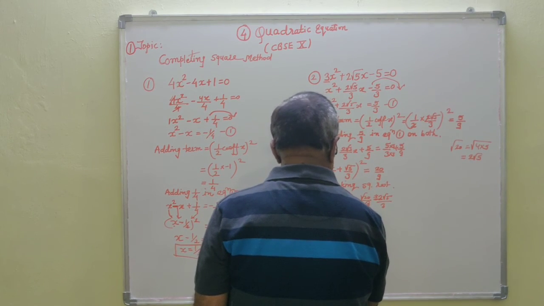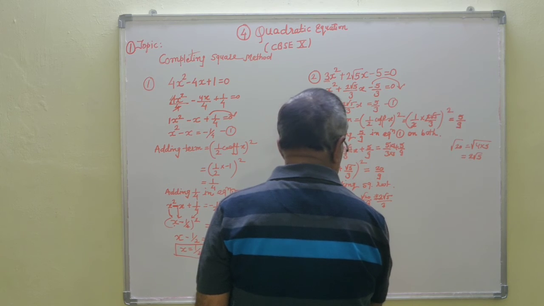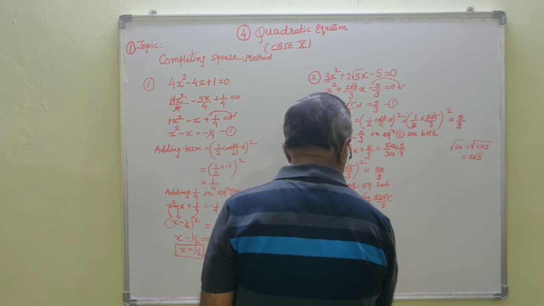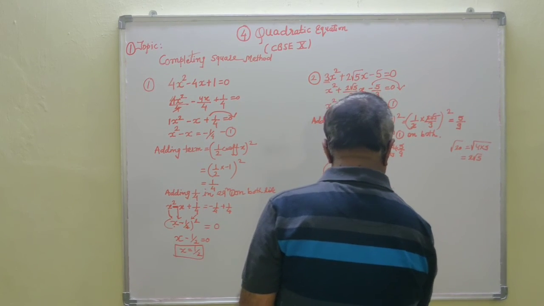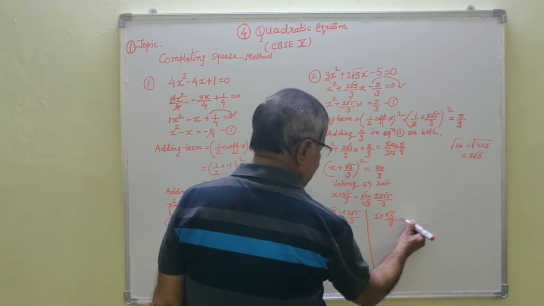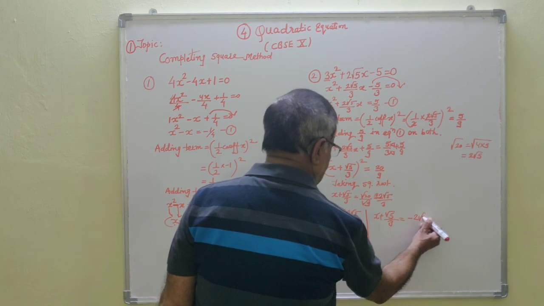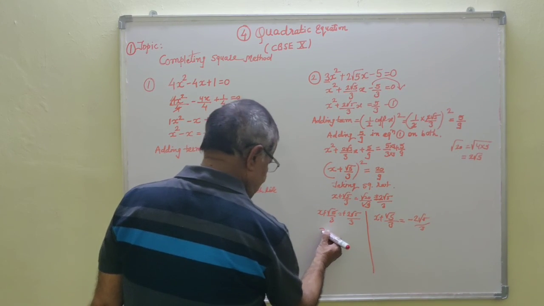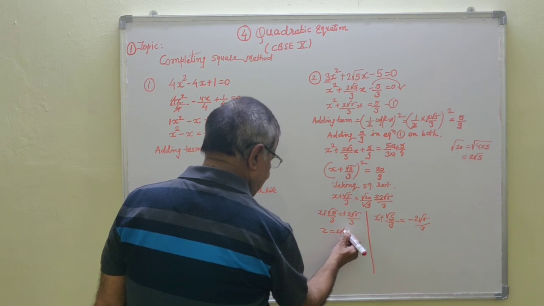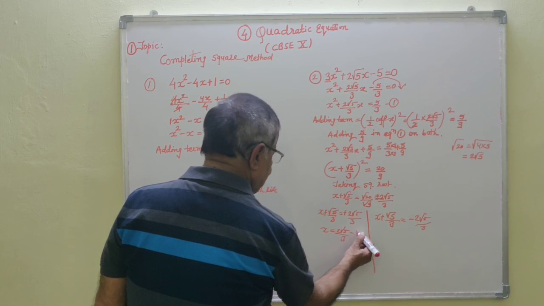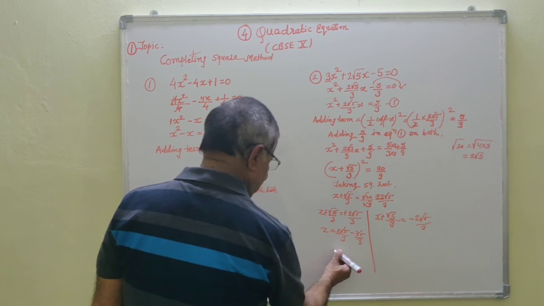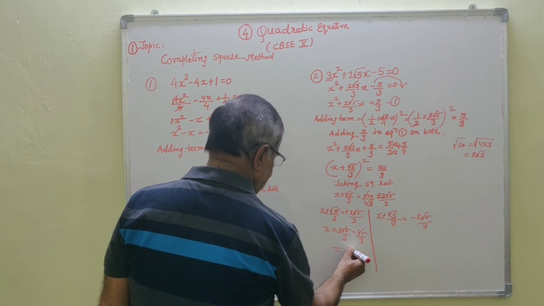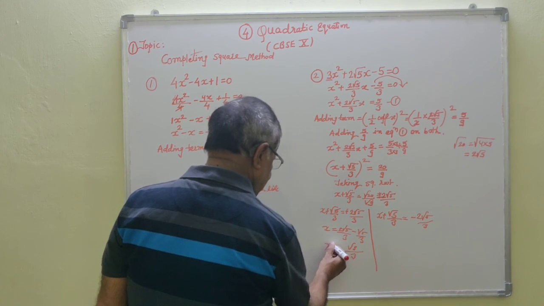X plus root 5 upon 3 is equal to plus 2 root 5 upon 3. Okay, now another one: x plus root 5 upon 3 is equal to minus 2 root 5 upon 3. I am writing this one. Now I will transfer this term to that side. What will come here? 2 root 5 upon 3 minus root 5 upon 3. The denominators of both the fractions are equal, so I will write 3 here, and 2 root 5 minus root 5 will come to be root 5. Okay, you understand this step?